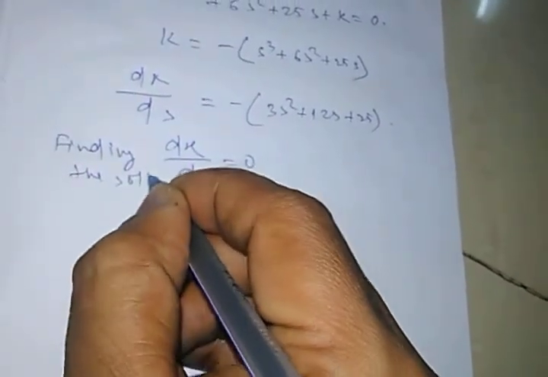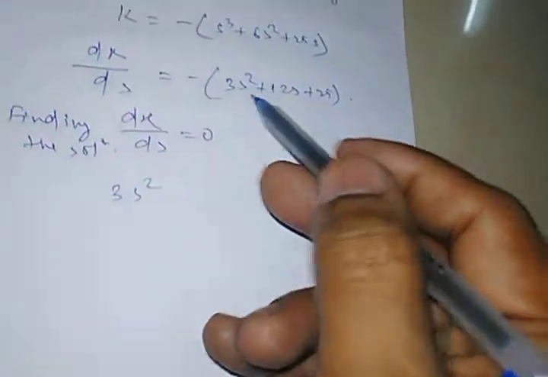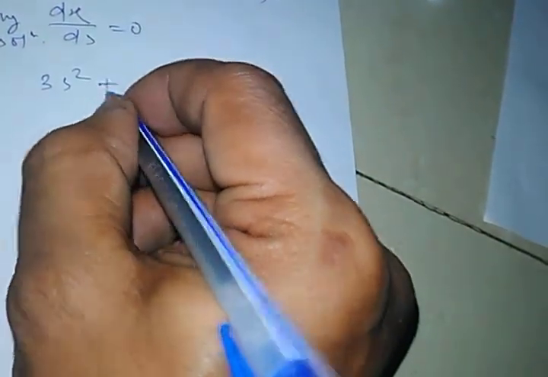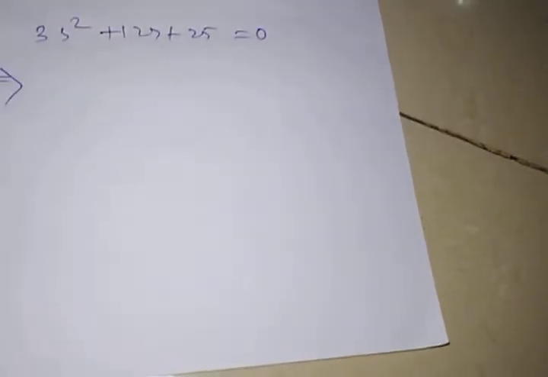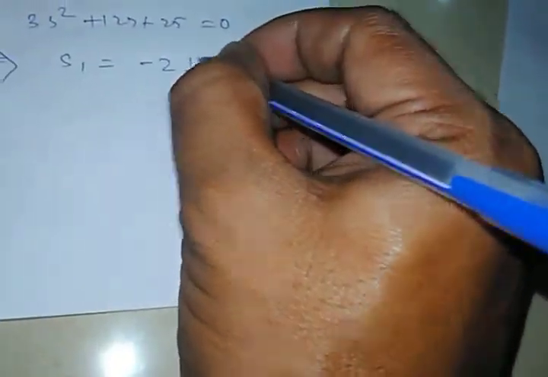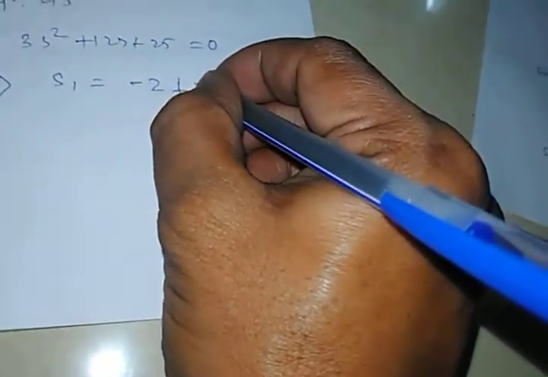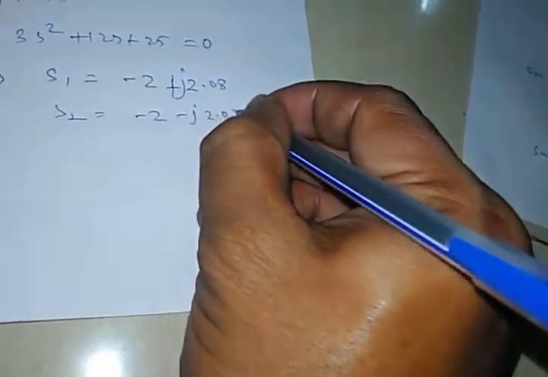Now we have to find the solution for dk by ds equals 0. That means, since we are equating to 0, the minus signs cancel out: 3s square plus 12s plus 25 equals 0. Again we can find the values of s by using a calculator in equation mode. The solutions are s1 equals minus 2 plus j2.08 and s2 equals minus 2 minus j2.08.